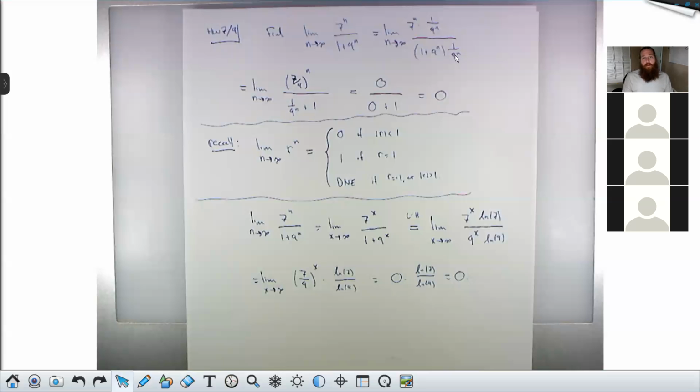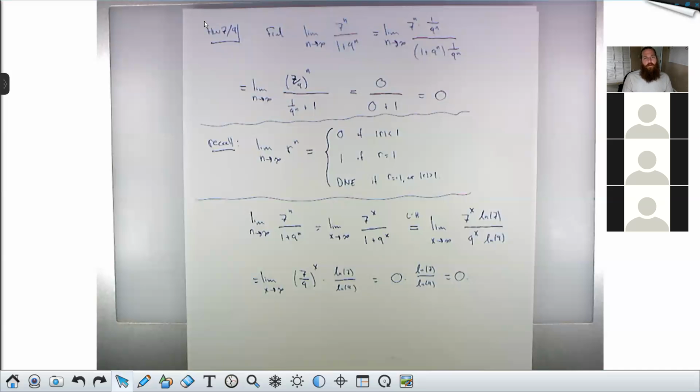You might be able to do a squeeze theorem here. You could say that this thing is always bigger than 0 and always smaller than 7/9 to the n, and get at it with a squeeze theorem. But again, that's more work than is necessary.